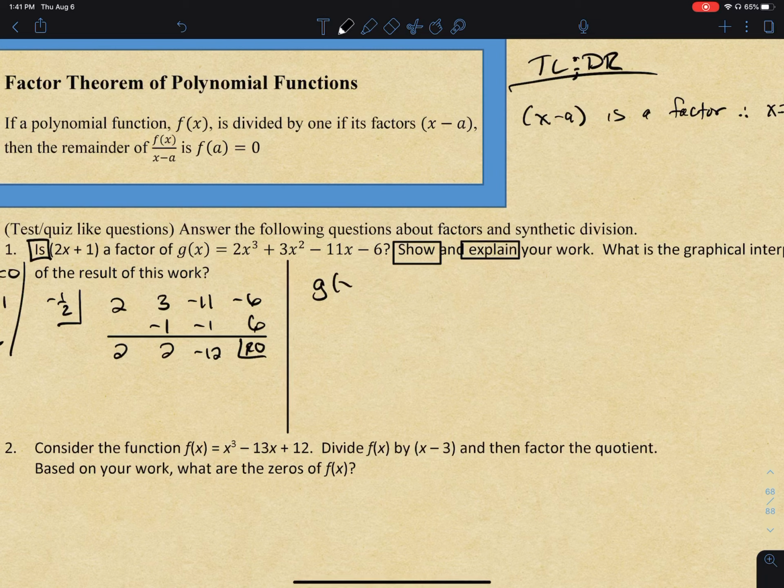G of x divided by 2x plus 1 has a remainder of 0. Therefore, by the factor theorem, 2x plus 1 is a factor of g of x.